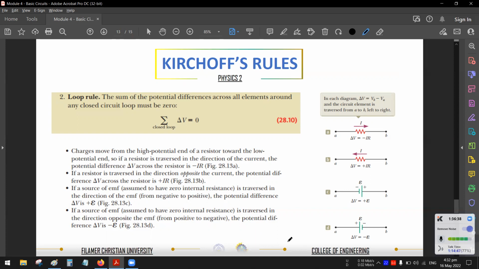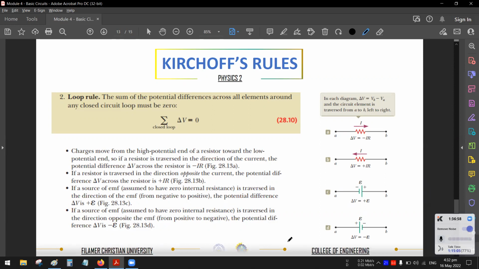So titingnan nyo, ilang elements ba yung nandyan? Ilang unknown currents ba yung nandyan? Kasi each element has each current. Diba? And each element has each voltage. Diba? Meron tayong voltage drop na tinatawag.